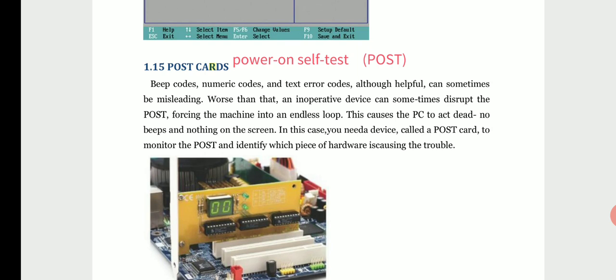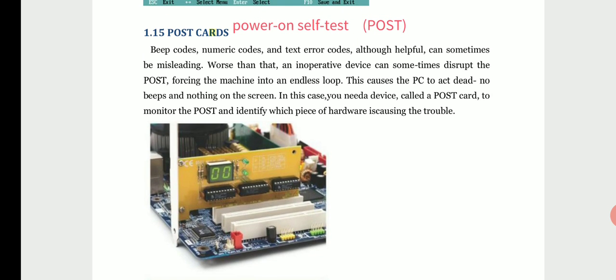Now POST cards, power on self test, that is POST. What is this? Beep codes, numeric codes, and text error codes may be helpful but can sometimes be misleading, and an inoperative device can sometimes disrupt the POST, forcing the machine into an endless loop. This causes the PC to act dead, with no beeps and nothing on the screen. In this case, you need a device called a POST card to monitor the POST and identify which piece of hardware is causing the trouble.